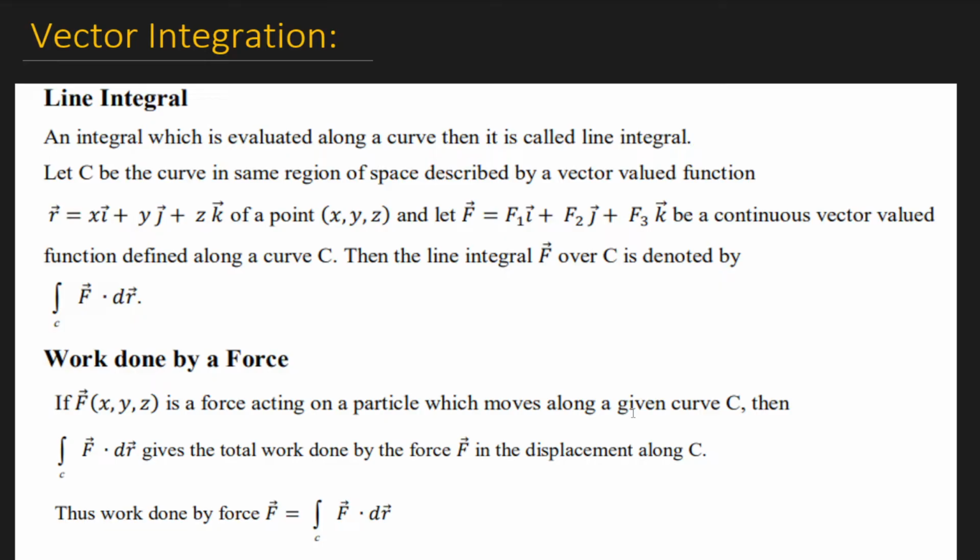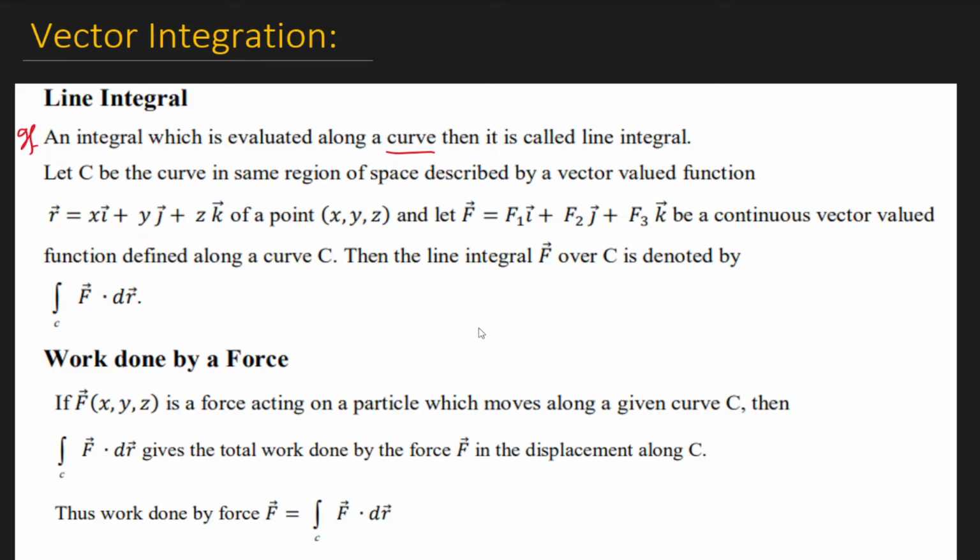Now what is line integral? An integral which is evaluated along a curve. Now this is important. Generally we integrate along a line, from one point to another point. But if we want to integrate some function along a curve, then it is called what? Line integral. So an integral which is evaluated along a curve is called line integral.